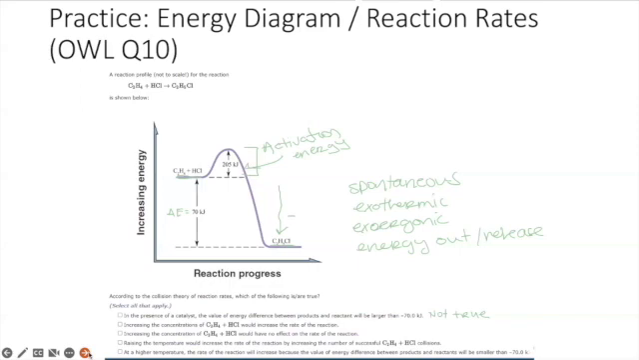Increasing the concentration of the reactants, basically C2H4 and HCl, would increase the rate of the reaction. I'm going to apologize, I don't know if I actually said this in the previous slide, but concentration and reaction rates have a direct relationship. Increasing the concentration will increase the reaction rate, and decreasing the concentration will decrease the reaction rate. So this statement is true.